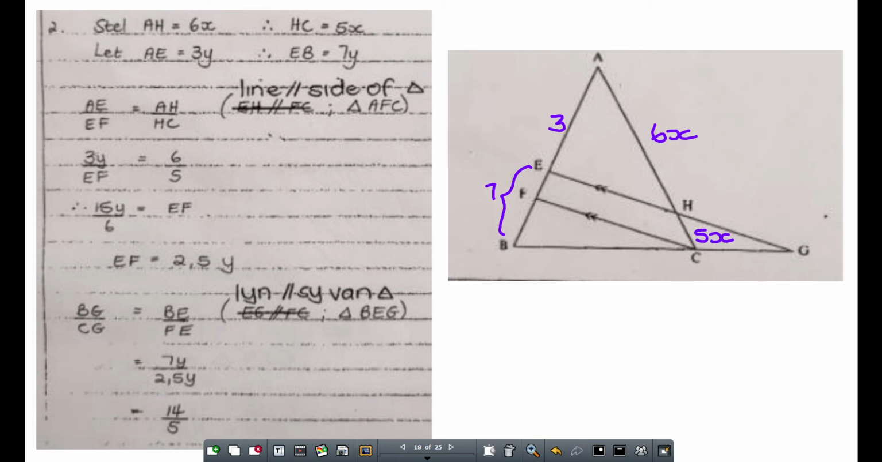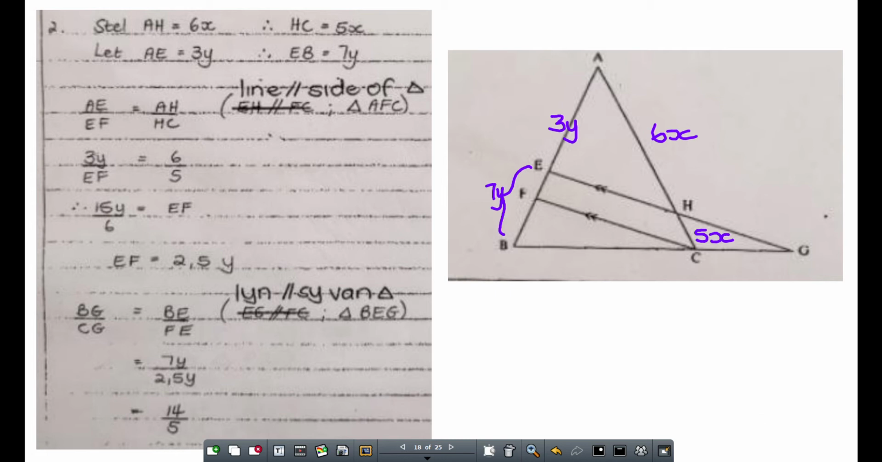Okay, why do we use the x's? Hoekom gebruik ons x en a? Because of ratio. Good. Okay, dan sê hulle AE maak ons 3a. I can't use x again, want ek weet nie vir dieselfde nie. So I've got to use a different variable. And then that bottom part, we're going to make 7y. Okay, nou sê hulle AE over EF.